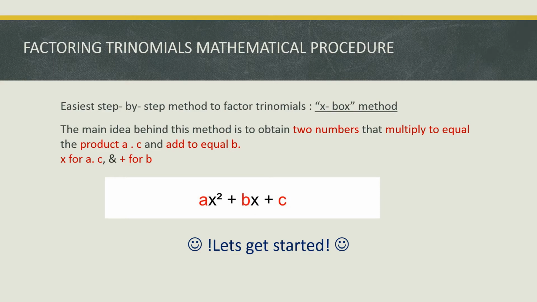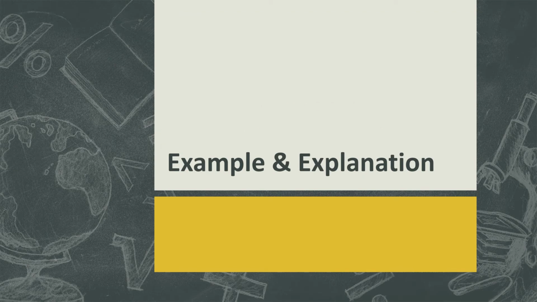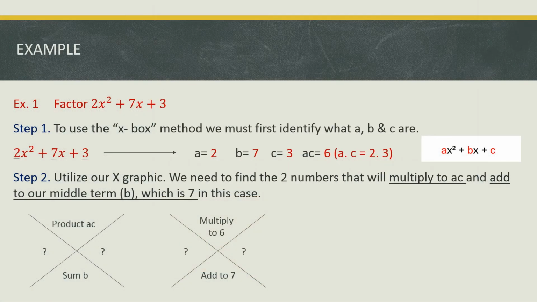Let's get started. Okay, so now I'll give you a problem, and then I'll walk you through the mathematical procedure of the Xbox method to obtain the answer. So, example: factor 2x squared plus 7x plus 3. To use the Xbox method, we must first identify what A, B, and C are. So, in our equation, A will equal 2, B will equal 7, and C will equal 3.